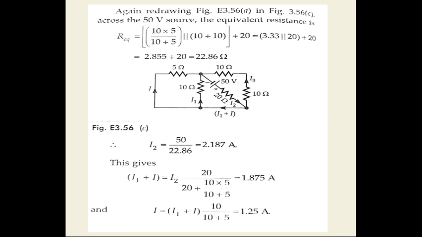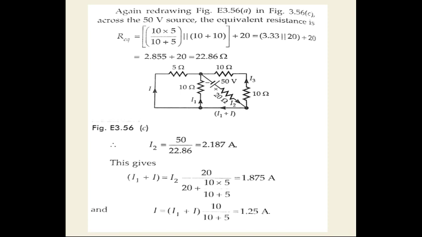This gives I1 plus I is equal to I2. So the value of I2 is 1.875 ampere and the value of I is 1.25 ampere. Now we compare both the equations, I2 and I. Then we say that I2 is equal to I, which proves the reciprocity theorem.